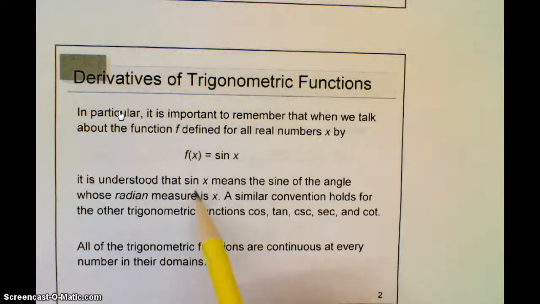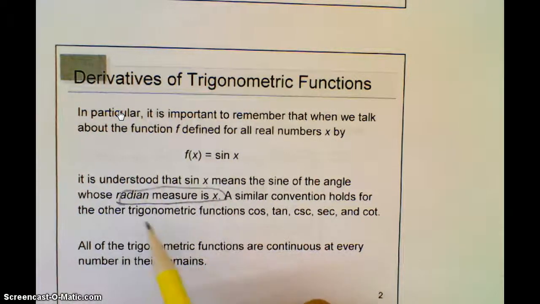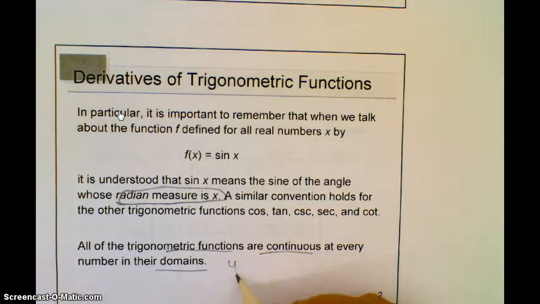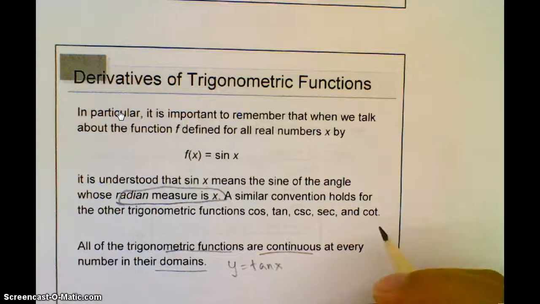Again, it is understood that the sine of x means the sine of the angle whose radian measure is x. We're talking about radians, and also an important thing to remember is that all the trig functions are continuous at every number in their domain. So remember, even something like tangent of x is continuous on its domain.